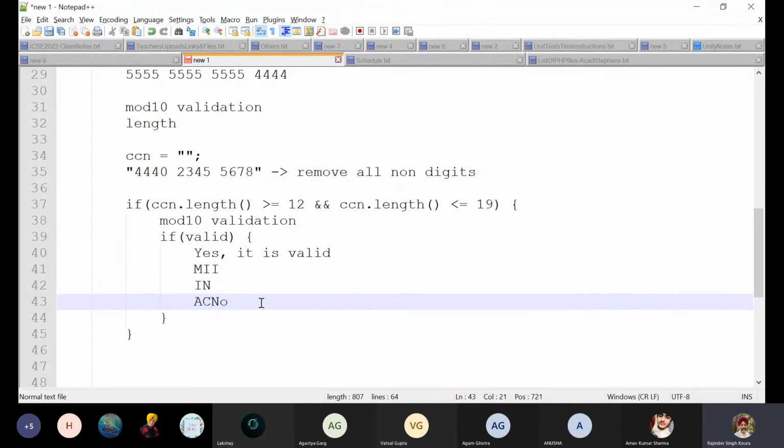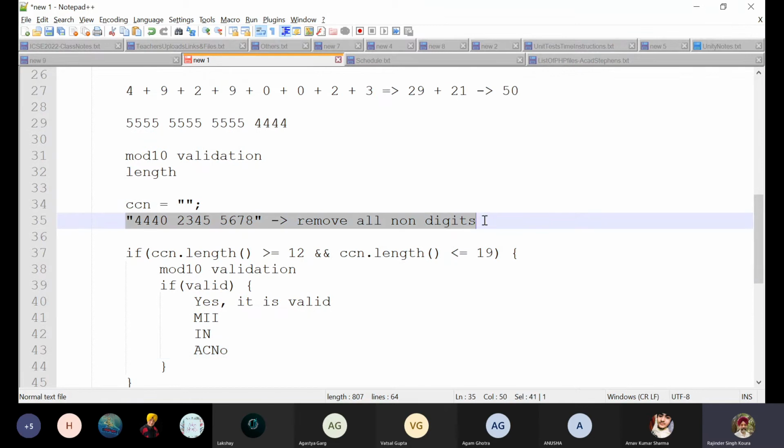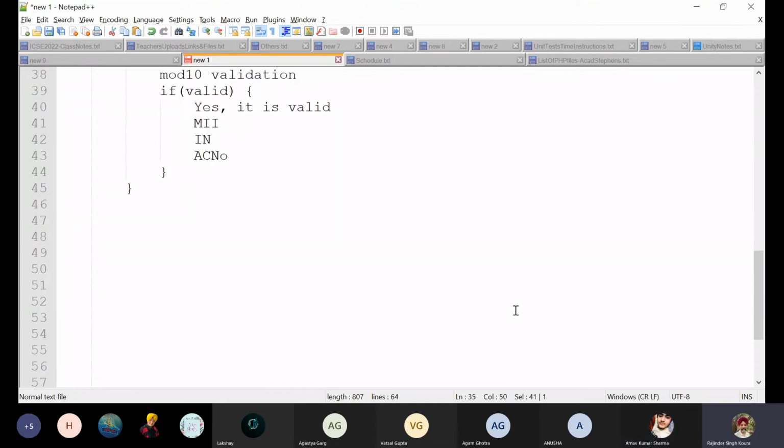Now, which part of this whole process is something you do not know? Do you know how to remove all non-digits? Sir, no. Okay. Suppose they are using the replace function. No, you cannot replace. Replace is something which is rarely going to be used. I do not want you to think about replace.